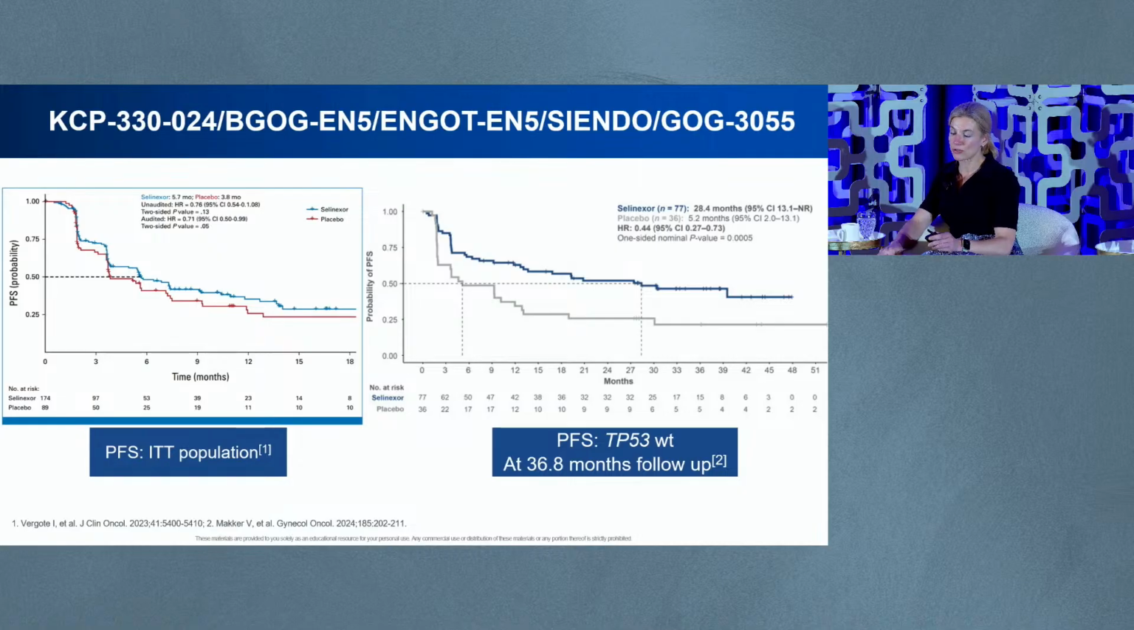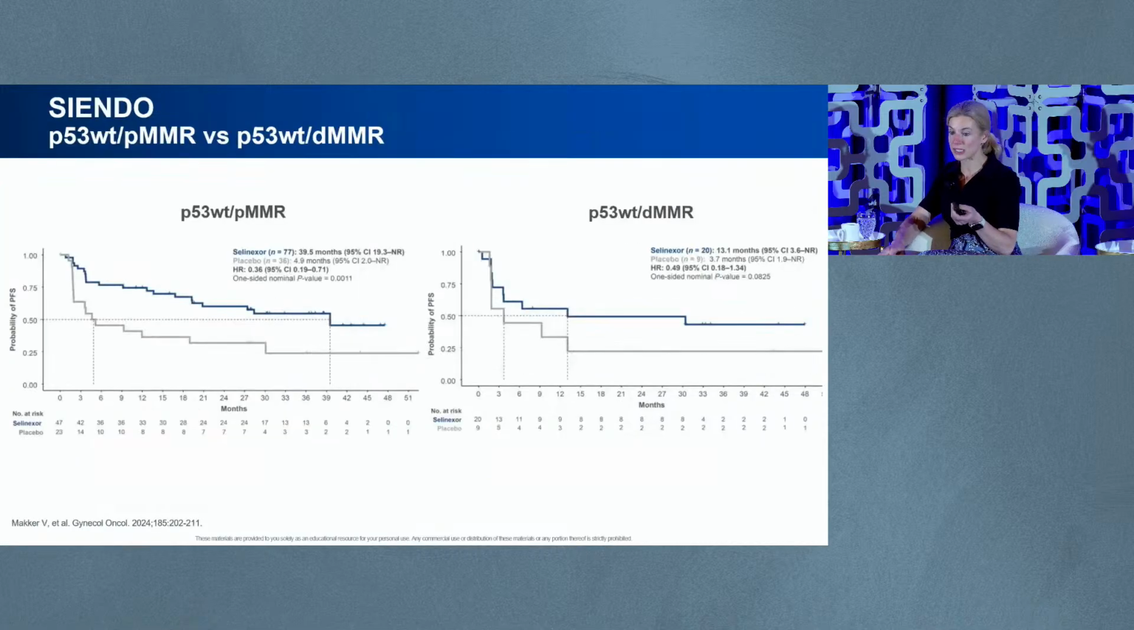And selinexor is a drug that targets the XPO1 inhibitor. And so XPO1 exports tumor suppressor proteins out of the nucleus, and selinexor holds those in the nucleus so it can do tumor or cell repair again. Here, while they didn't see a difference in the intent to treat population, in the p53 wild-type population, at 36 months of follow-up, they saw a 28-month progression-free survival versus 5 months with the placebo. So quite a big difference here.